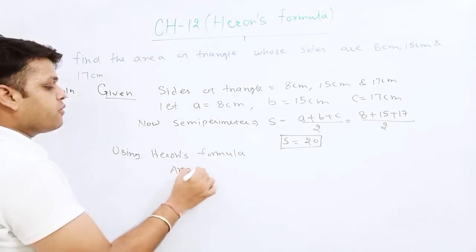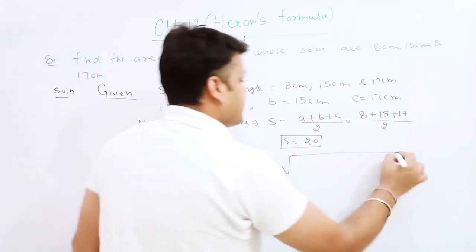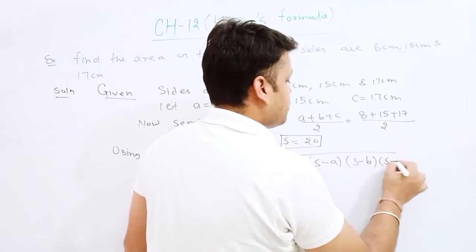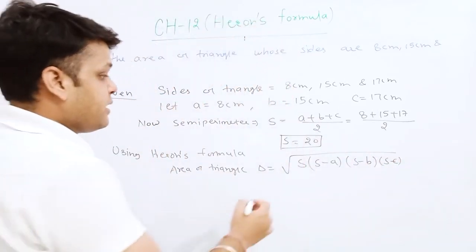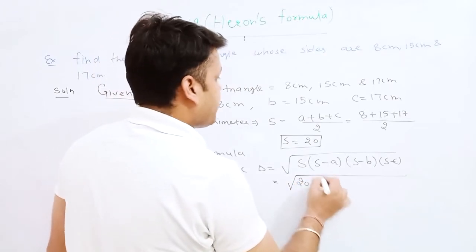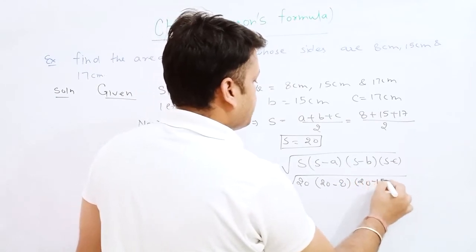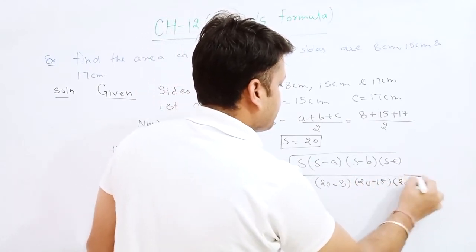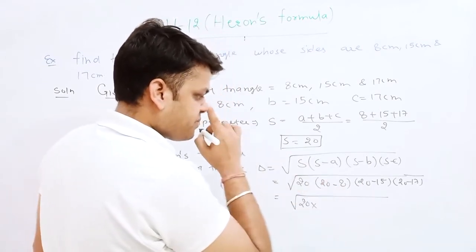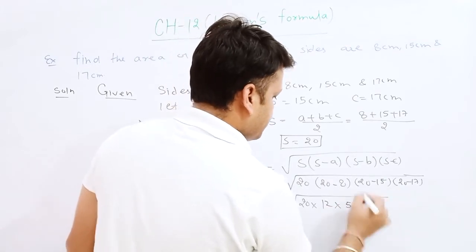Area of triangle delta is equal to root under S into S minus A into S minus B into S minus C, and we get root under 20 into 20 minus A, which is 8, 20 minus 15, 20 minus 17. You get 20 into 12 into 5 into 3.